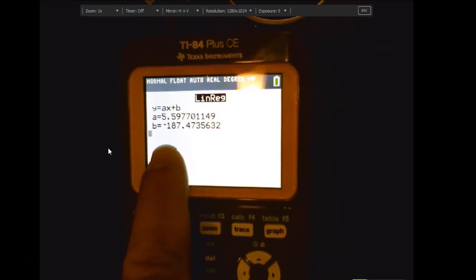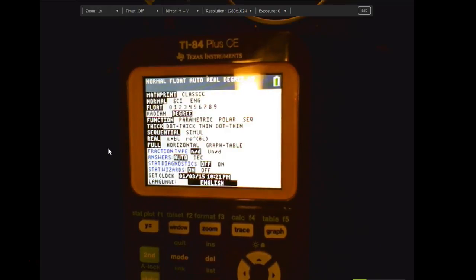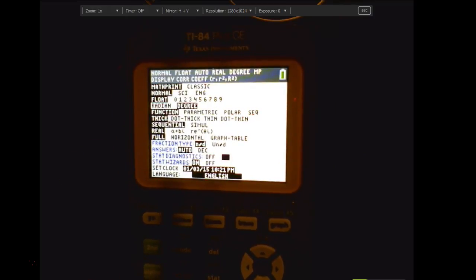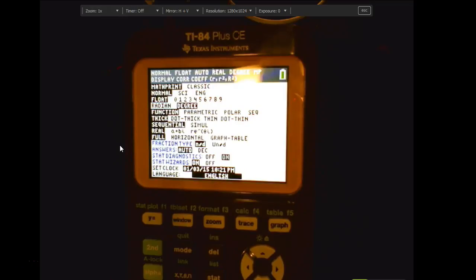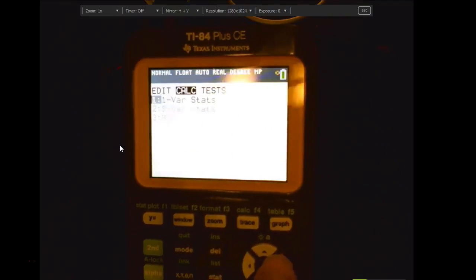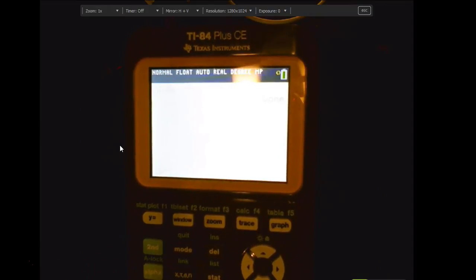There's another thing you're supposed to get on this page, and that's the R value. That's the correlation coefficient. If it's not showing, then you have to go under Mode, and you have to turn on your stat diagnostics. You have to make sure those are on. Here we go. So those are now turned on. So now when I go into my linear regression option, now I'm going to see the R value. So there you go. So we do have an R and an R squared.